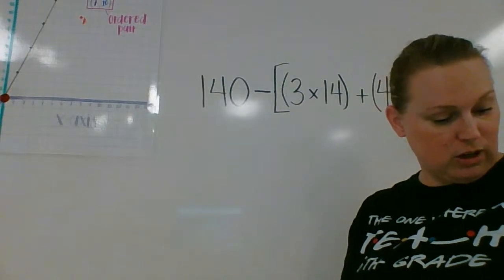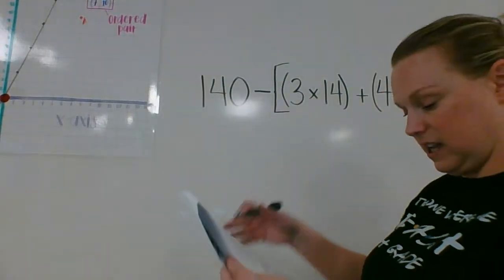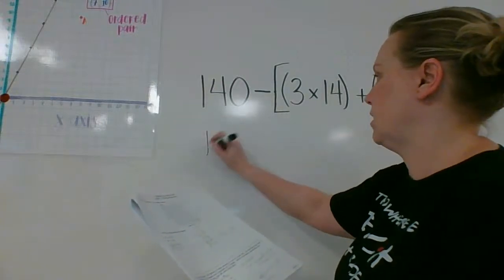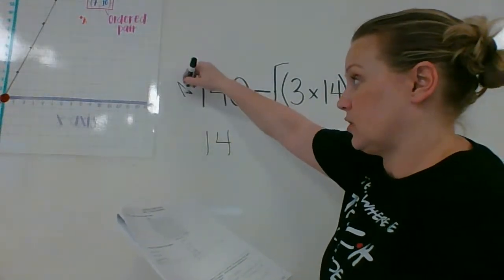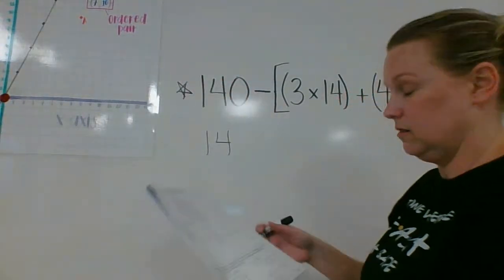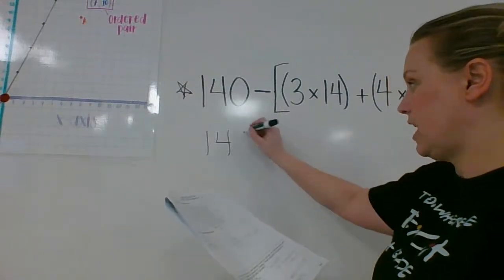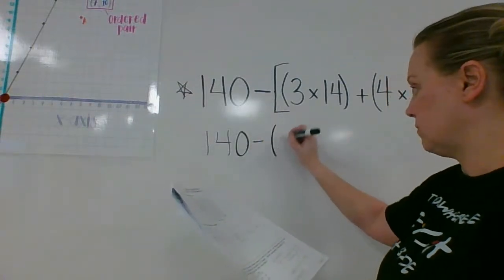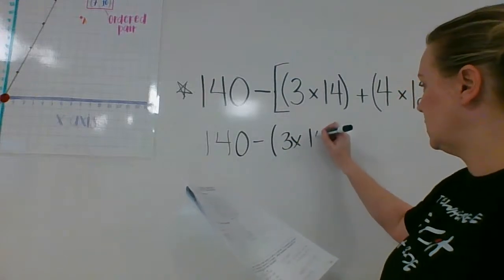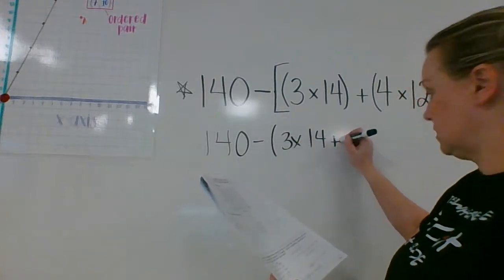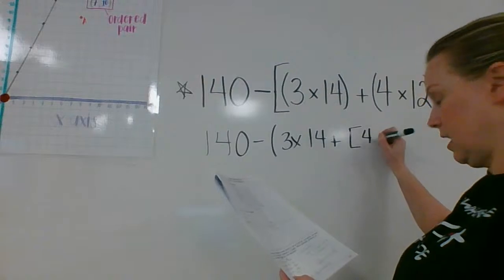So J looks like this, 140. This is what the answer key says. So the answer key says F. But if we do J, 140 minus 3 times 14 plus 4 times 12.